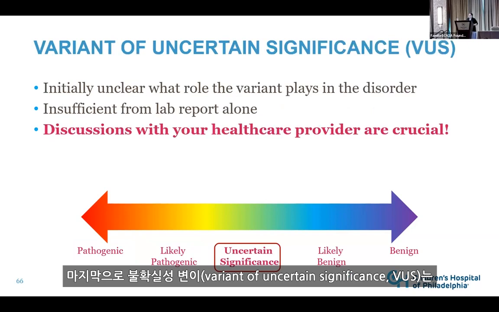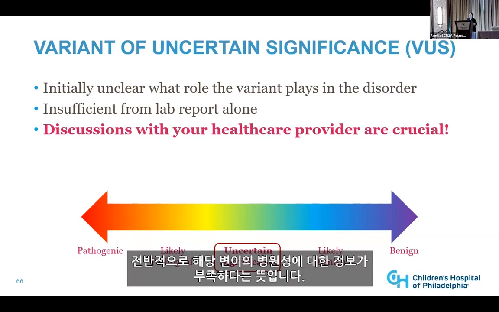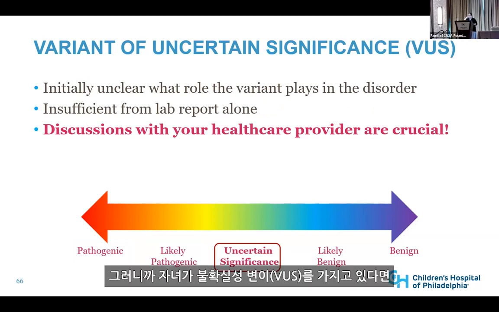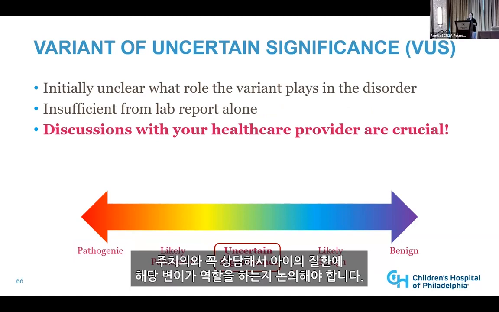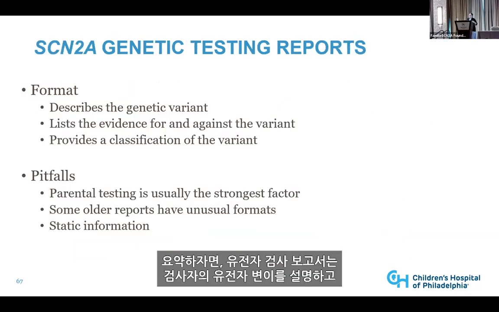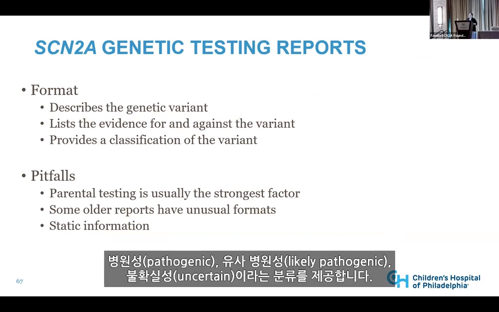And then lastly, variants of uncertain significance just means there's limited information overall as to the pathogenicity of this variant. And so if your child has a variant of uncertain significance, discussions with your healthcare provider are crucial to talk about the likelihood that this change may or may not be playing a role in your child's condition. So in summary, these genetic testing reports describe the genetic variant, list the evidence for and against, and provide an overall classification of pathogenic, likely pathogenic, or uncertain.